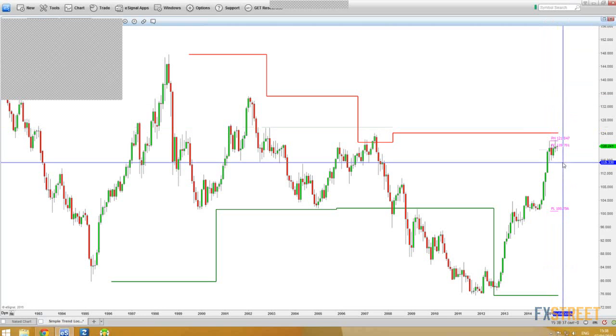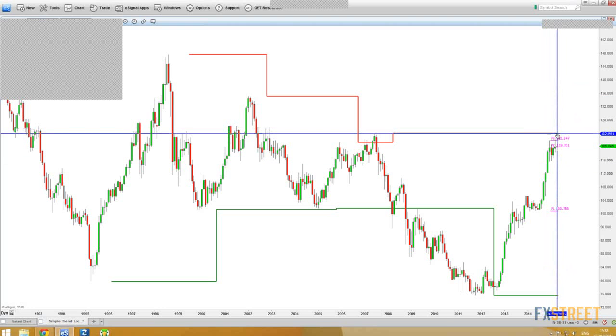I determine a breakout purely from a visual perspective. When price actually breaks out, I don't want a break. I want a break and a close. I want price to actually close above that level. That is when it's a breakout. If it breaks and comes back below, that's a fake breakout.